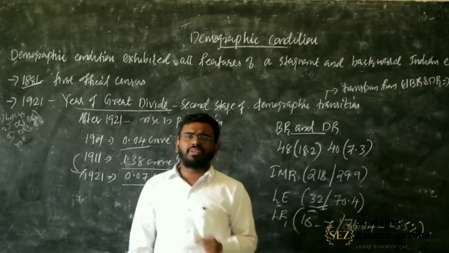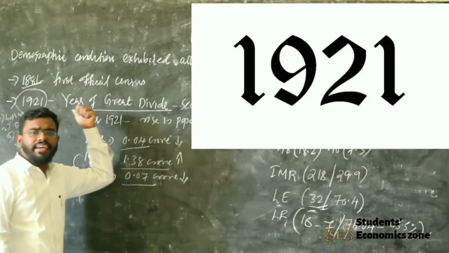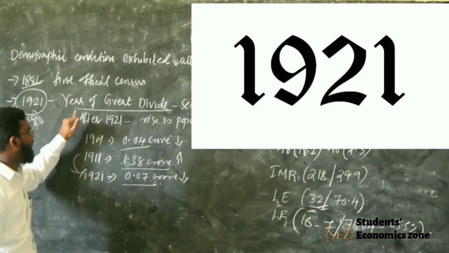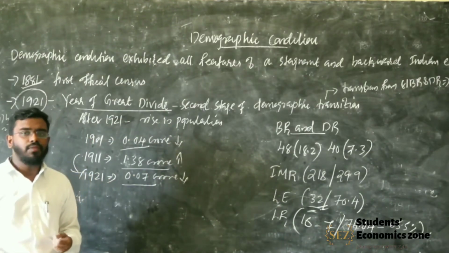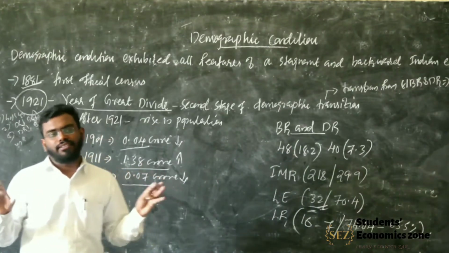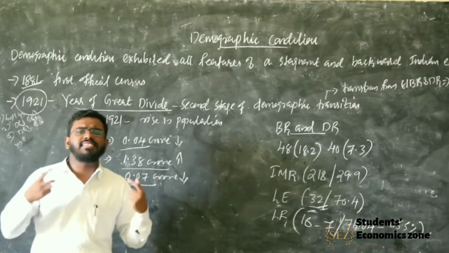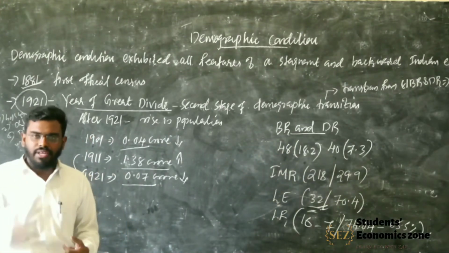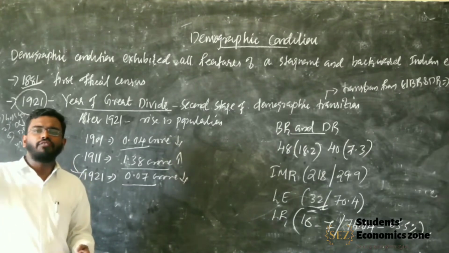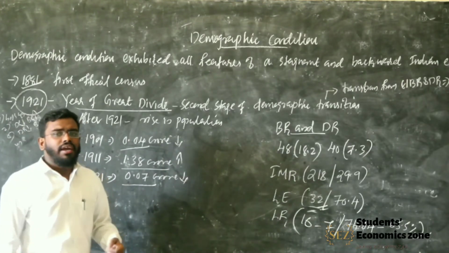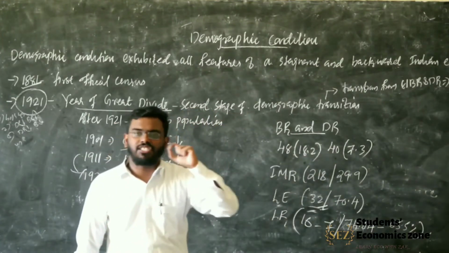Okay, so at the same time the year 1921. The year 1921 is treated as the year of great divide in Indian history. Okay, so why is 1921 treated as the year of great divide? The reason is that from 1921 onwards, the Indian economy entered the second stage of demographic transition.